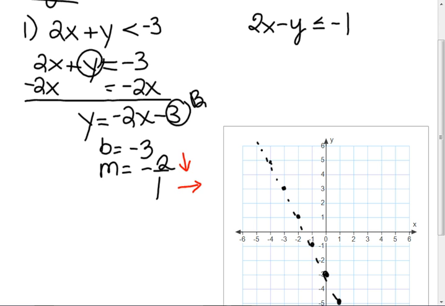How are you going to know which side to shade? You're going to substitute in 0. Is 0 less than -3? No. So this is false. So I'm not going to shade the side with 0, but I'll shade this side. And the more you do, the better you get at it. Okay.